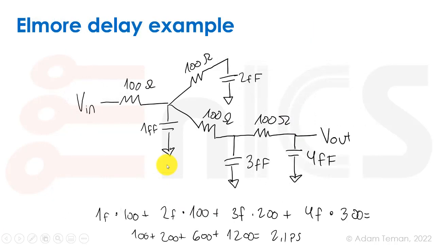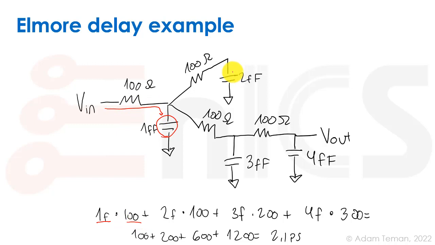So we're over here at this Elmore delay example, and we see that we have a 1 femtofarad capacitor over here, and what Elmore says is take each of the capacitors and see what the current is that goes through to fill them. So we have this 1 femtofarad capacitor, and to fill it up we have to go through the 100 ohm resistor, so we're going to multiply that by 100.